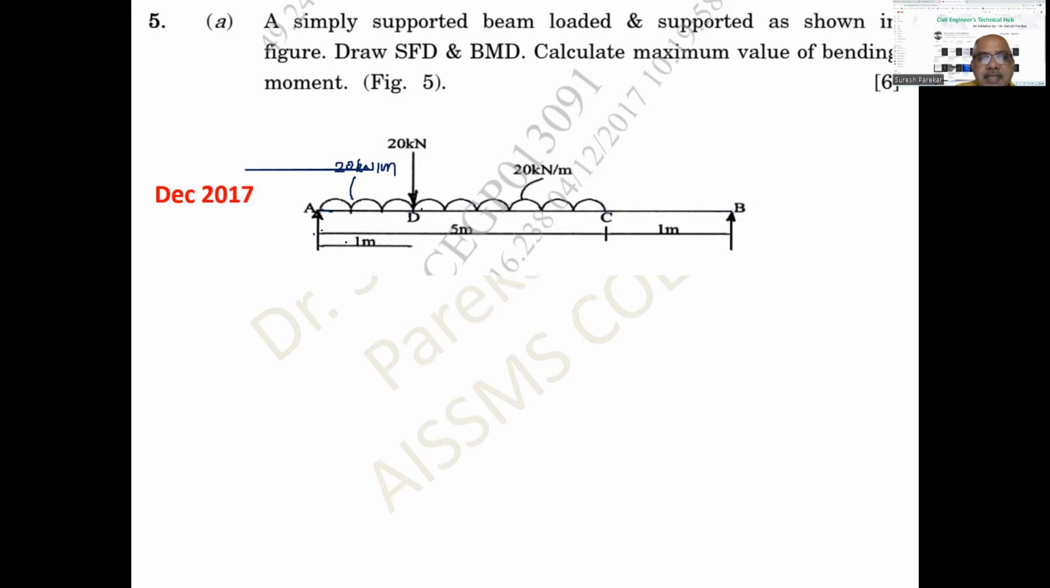Now after this, you have to find the bending moment at A, then at D, then at C, and then at B. And we have to check whether there is any point where the shear force is 0. If we have such a point, then we have to find the bending moment at that point also. So this was asked in December 2017.